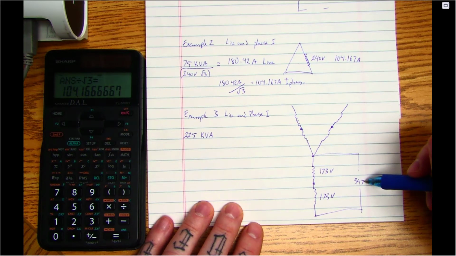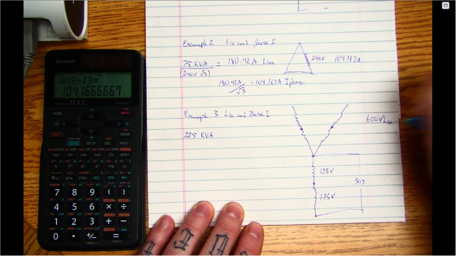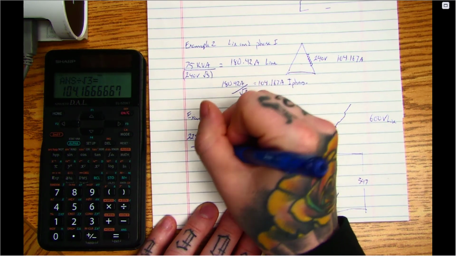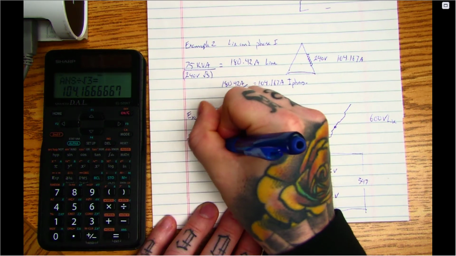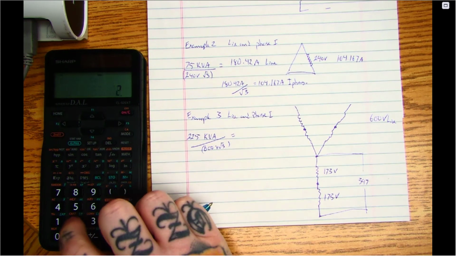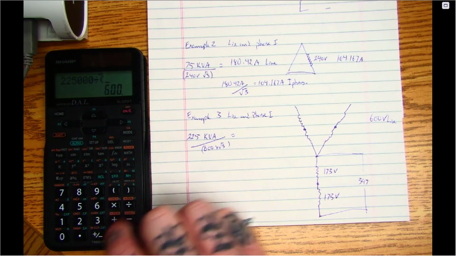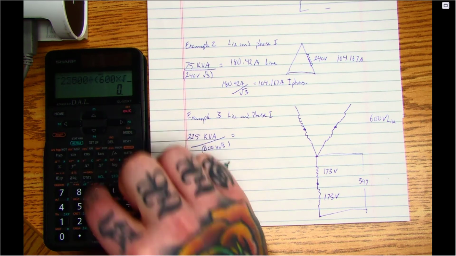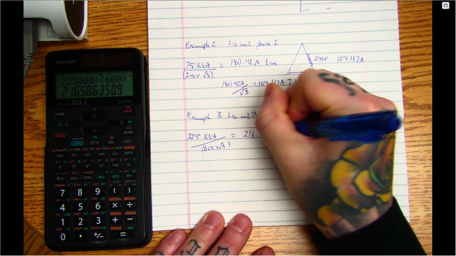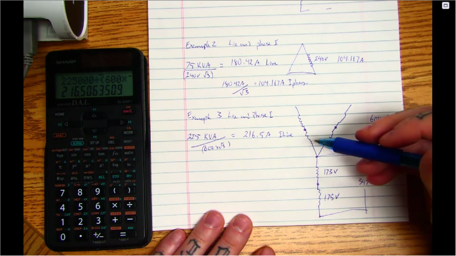So if I got 347 on a phase, that tells me I got a 600 volt line. That's my V line because of that root 3 relationship in Y. So if I want to find my line current, I take my 225 kVA and divide it by 600 times root 3. I'm putting it in VA, so 225,000 divided by 600 times second function root 3, and I get 216.5 amps.